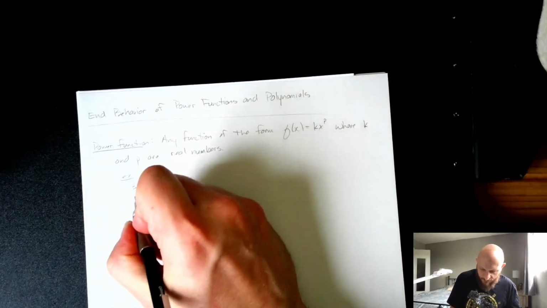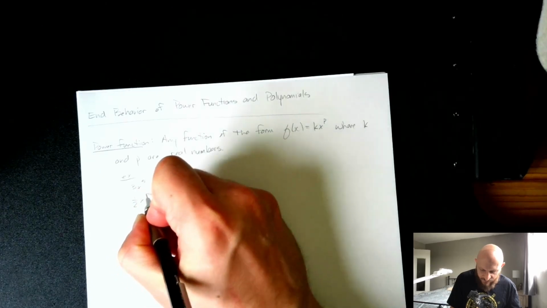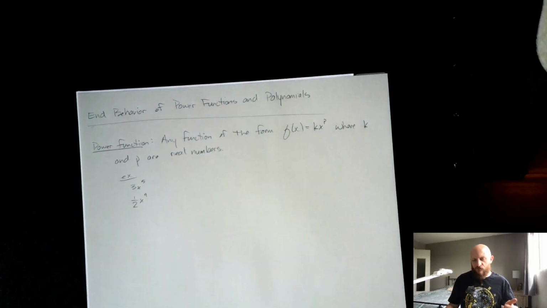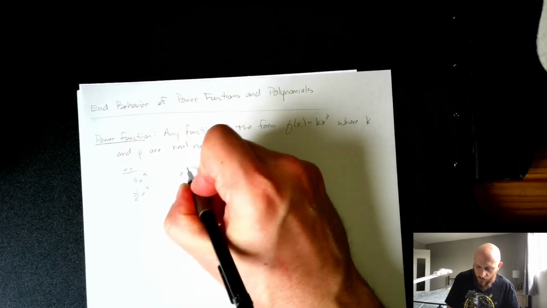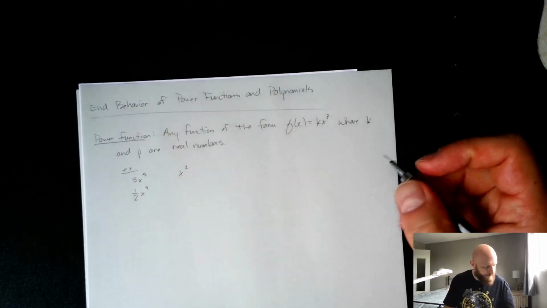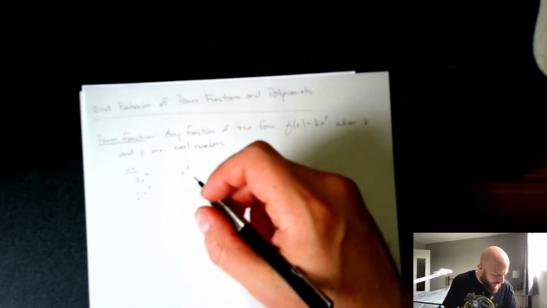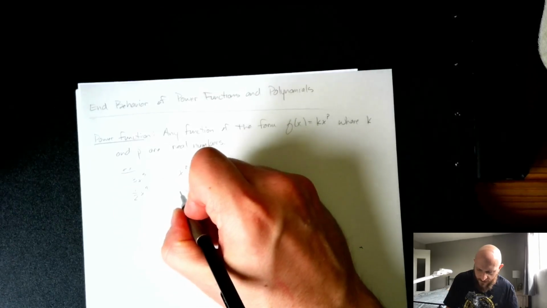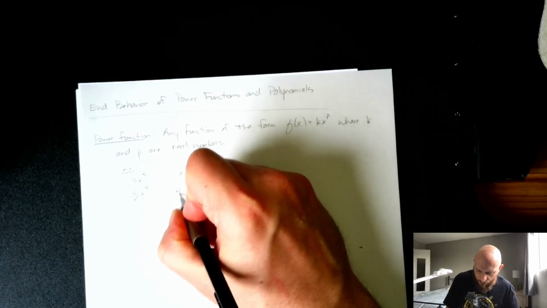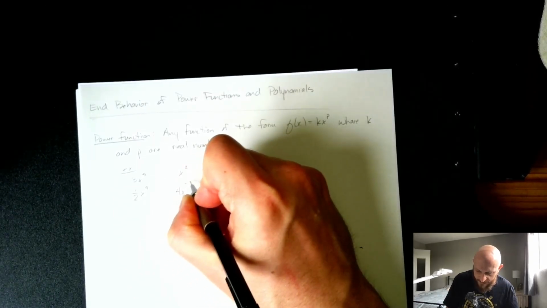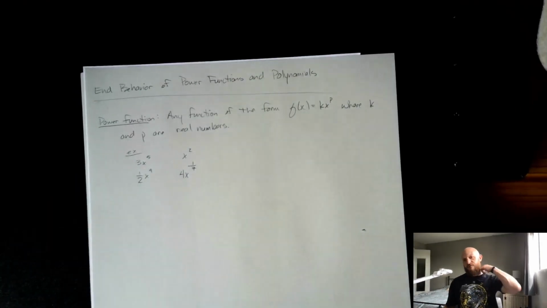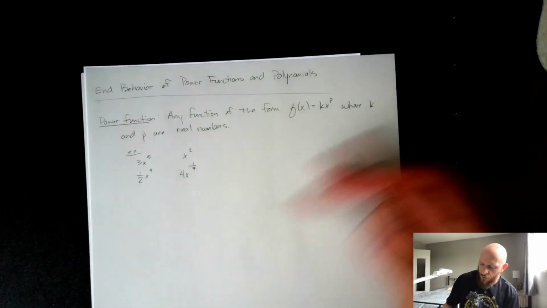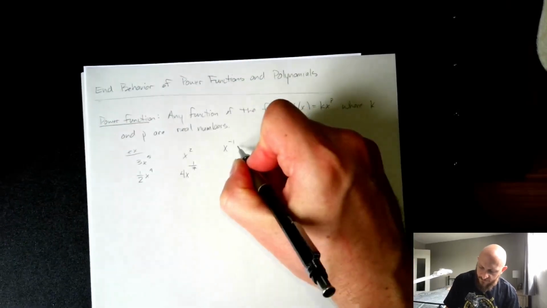What else do we have? 1/2 x to the ninth. Yep, 1/2 is a real number, 9 is a real number, kx to the p. Our old friend x squared. Yep. Let's see, what else do we have? Maybe some interesting ones. How about 4x to the negative 1/7? Yeah, 4 is a real number, negative 1/7 is a real number. Good to go.